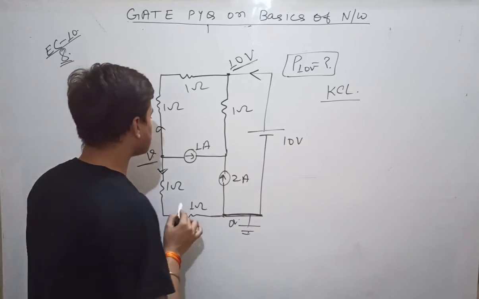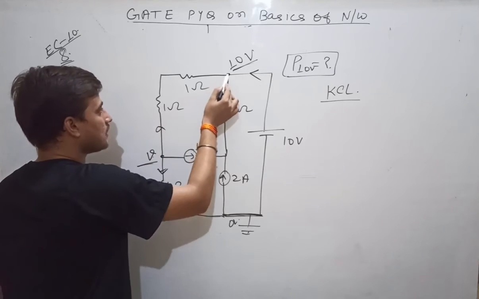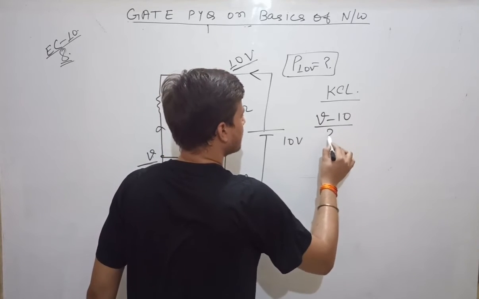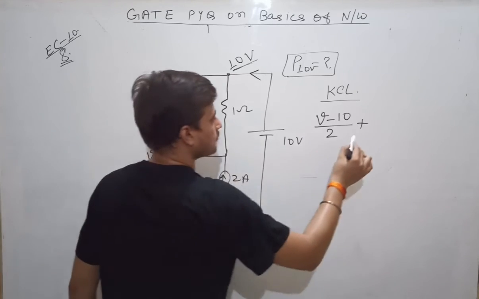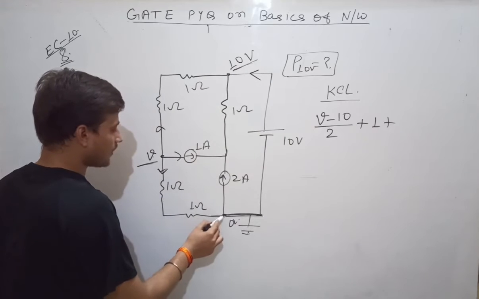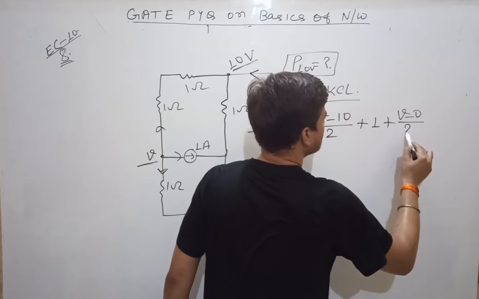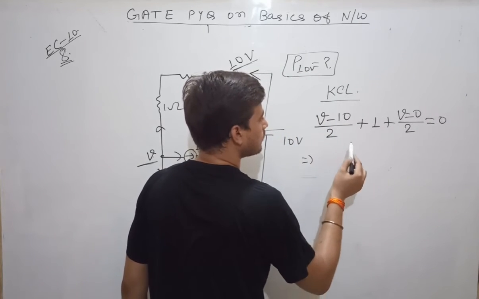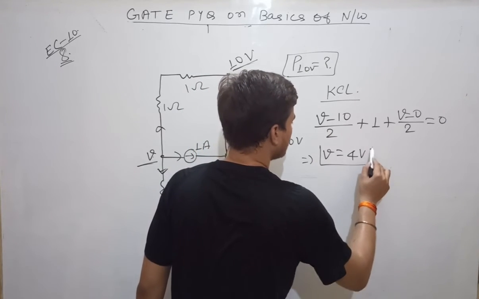So let us see. The first current is, here the potential is V, here the potential is 10 volt. So what will happen? (V minus 10) divided by 2 plus, second 1 ampere of current is coming out, plus 1, plus third part is (V minus 0) divided by 2, it will be equal to 0. So you can say from here V is equal to 4 volt.